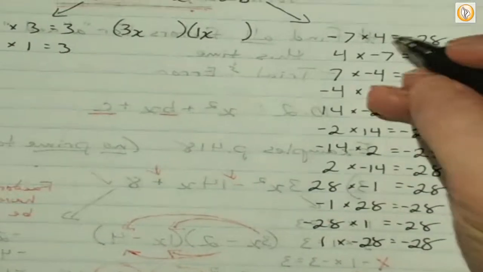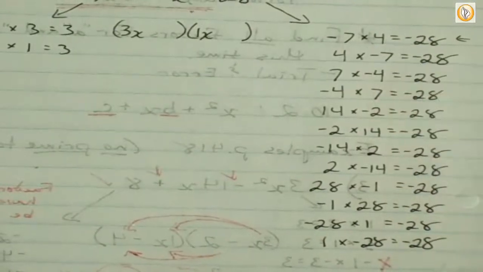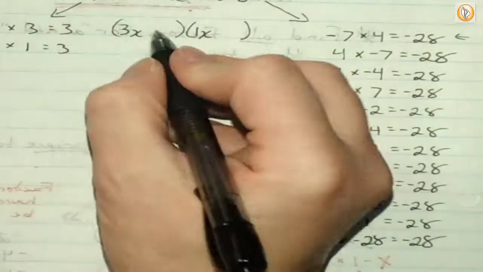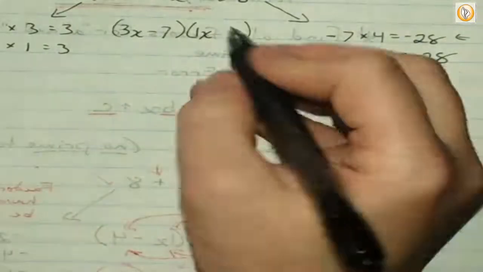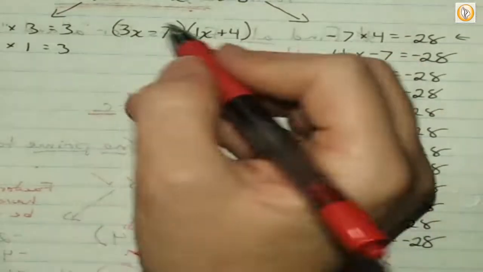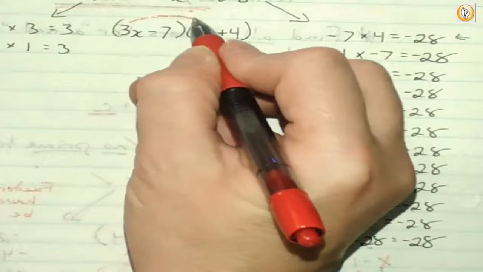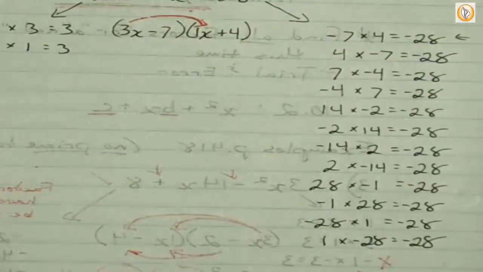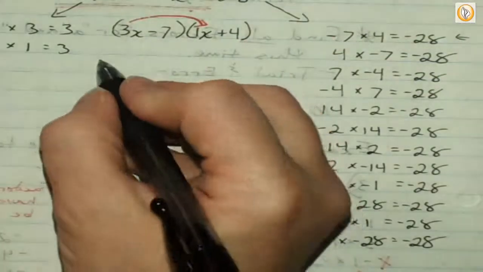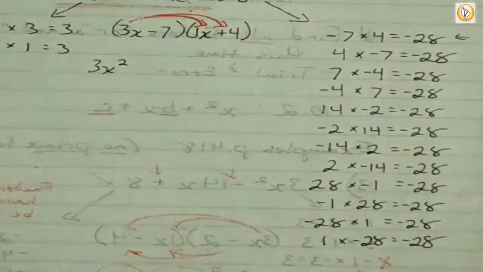This one right here? This top one? In that order, right? All right, so let's try negative 7 in this slot and then 4 in this slot. So let's try it out. So 3x times 1x is what, Michael? And then 3x times 4 is what?